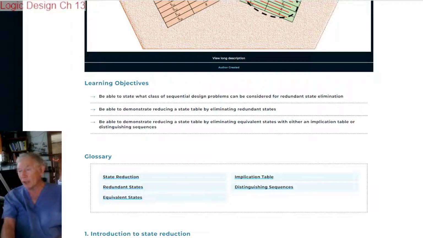The second objective is to be able to demonstrate reducing a state table by eliminating equivalent states. For that, we need either an implication table or distinguishing sequences. And so we'll look at that.